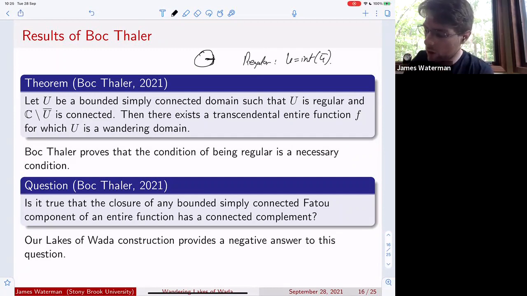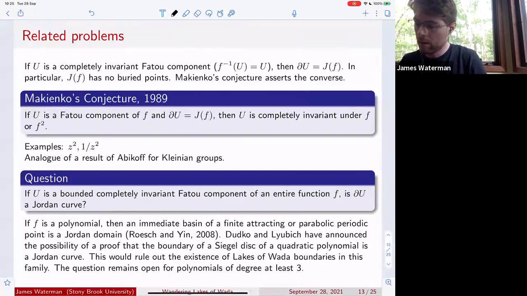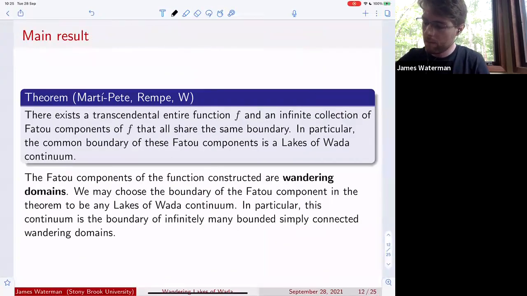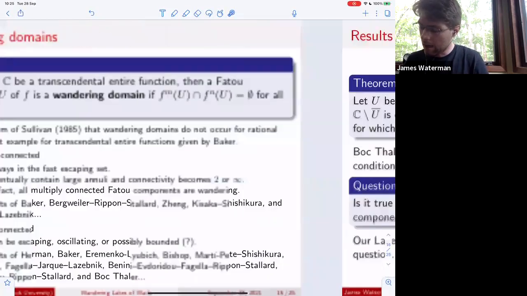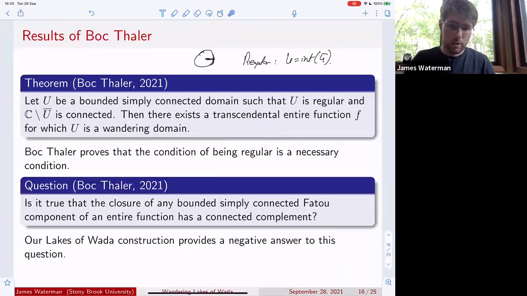And after showing this very nice result, he gives the question of whether or not it's true that the closure of any bounded simply connected Fatou component of an entire function has a connected complement. And our Lakes of Wada construction, the construction that we have here, gives a negative answer to this question.